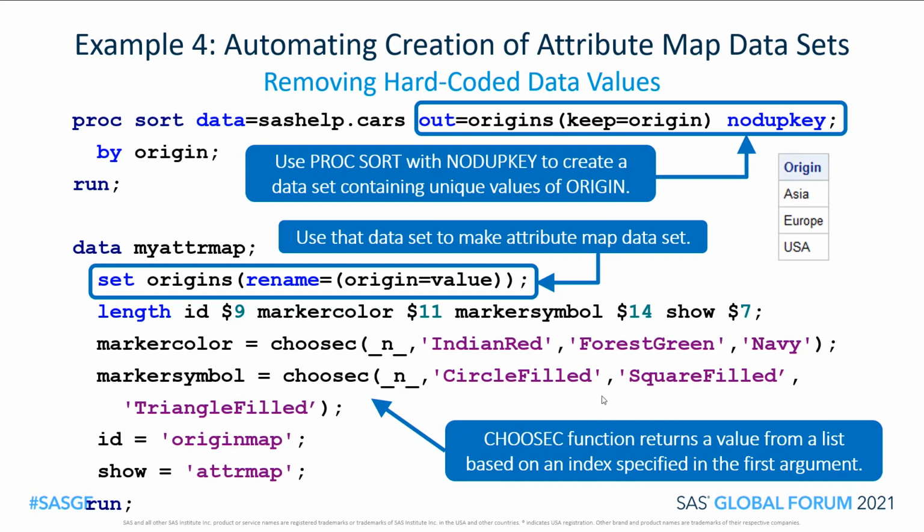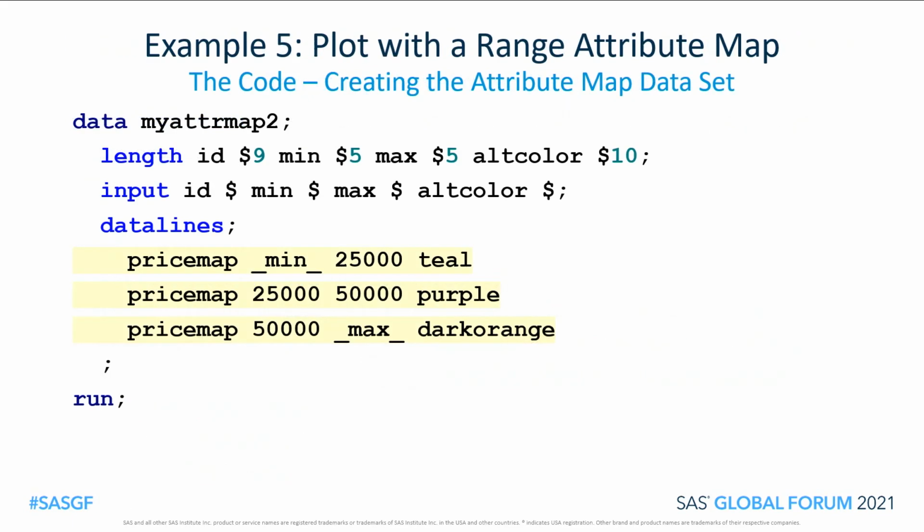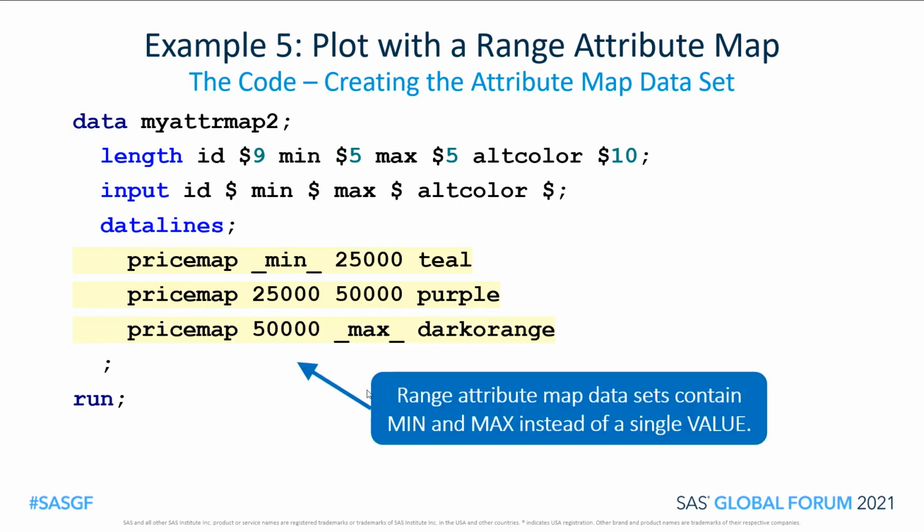This has all been using a discrete attribute map. There's one other type of attribute map called a range attribute map. And I have one final example to show you that. The difference here is that instead of including a value for each row in our attribute map, we include a min and a max. Now for this example, instead of using vehicle origin, we're going to use the vehicle price, since that fits nicely into something we can divide up into ranges.